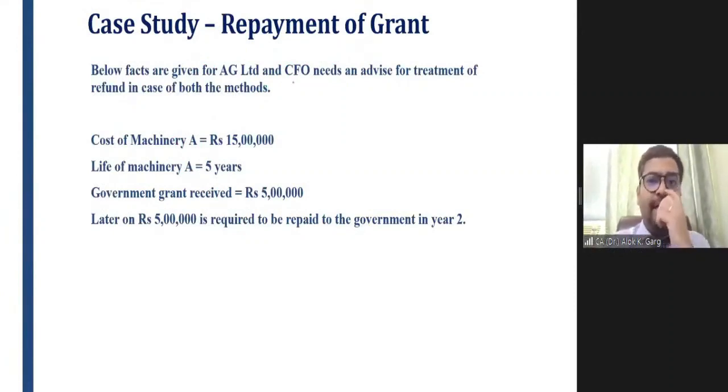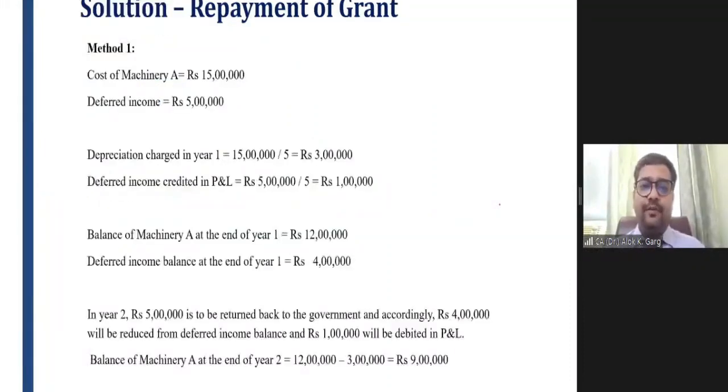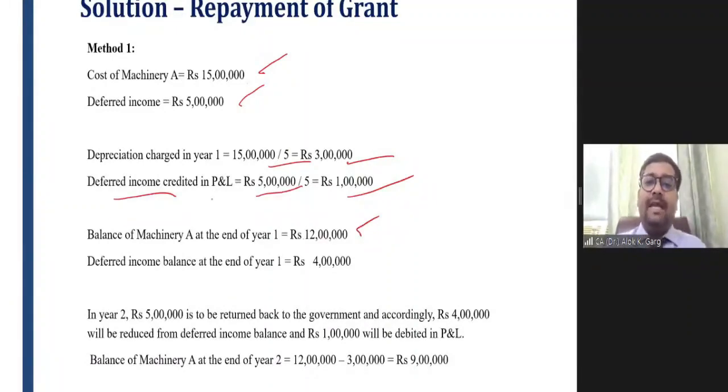Below facts are given for AG Limited and the CFO needs advice for treatment of refund in case of both the methods. The cost of machinery is 15 lakh, life is 5 years, government grant received is 5 lakh, and later on this 5 lakh is required to be repaid to the government in year 2. First method: cost of machinery is 15 lakh, deferred income 5 lakh. Depreciation in the first year is 3 lakh and the income in P&L is 5 divided by 5, 1 lakh. So balance of machinery at the end of year 1 is 12 lakh, of course 15 minus 3, and the balance in government grant account is 5 minus 1, 4 lakh.